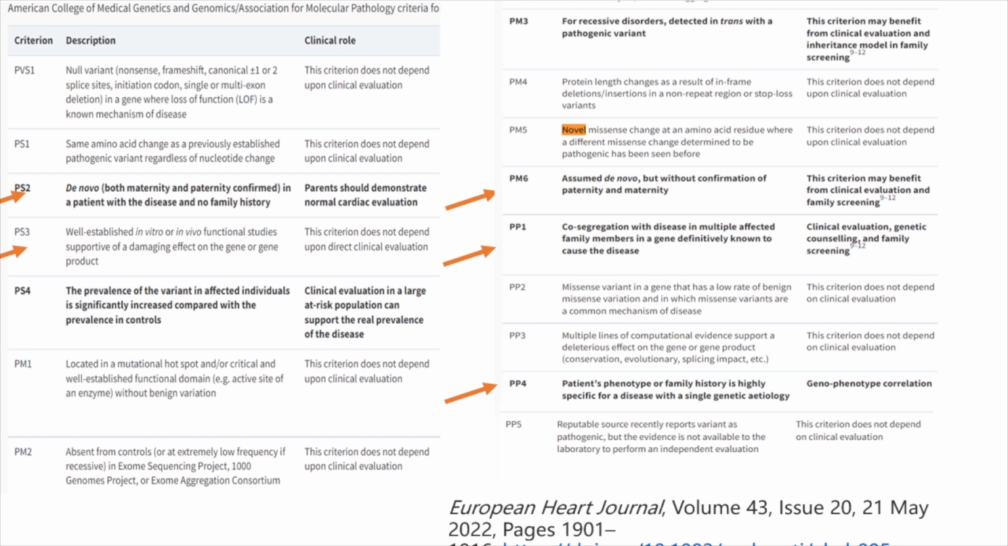So in this case, we have the parents available. Suppose you do not have the paternal or the maternal sample available, you assume that it is a de novo, and it can benefit from further clinical evaluation and screening of the other family members. Or if you have multiple affected family members and you co-segregate that within the affected persons, then you classify it as a PP1. Accordingly, the benefit of further clinical evaluation and counseling of other family members is got from the pedigree. Or if it is going to correlate with the patient's phenotype.